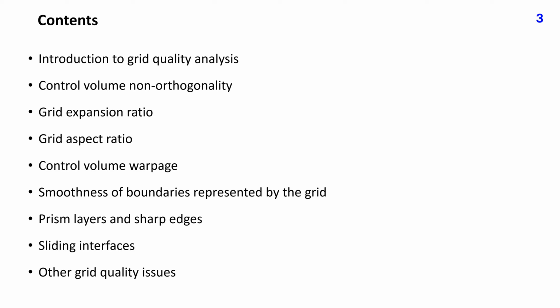Discretization errors in solutions obtained on grids with the same number of control volumes may differ by an order of magnitude. It is therefore important to pay attention to grid quality. Some grid quality parameters are obvious, like control volume non-orthogonality, cell expansion ratio, and cell aspect ratio. Others, like cell warpage or roughness of discretized curved boundaries, are more difficult to quantify. Special attention is paid to prism layers and sliding interfaces. Some other grid quality issues are also mentioned and demonstrated with suitable examples.